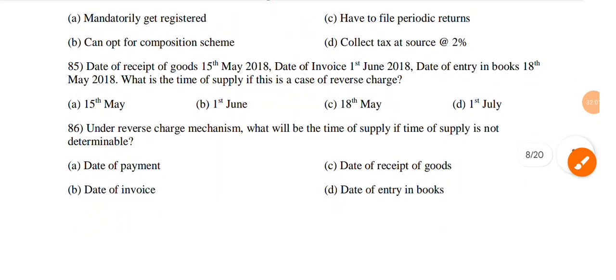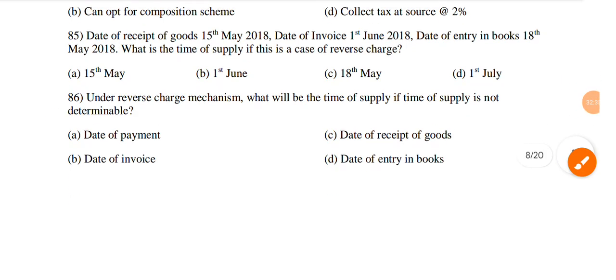Next question. Date of receipt of goods 15th May 2018. Date of invoice 1st June 2018. Date of entry in book 18th May 2018. What is the time of supply if this is a case of reverse charge? Option A 15 May, B 1st June, C 18th May, and D 1st July. Then the correct option is A, 15th May.